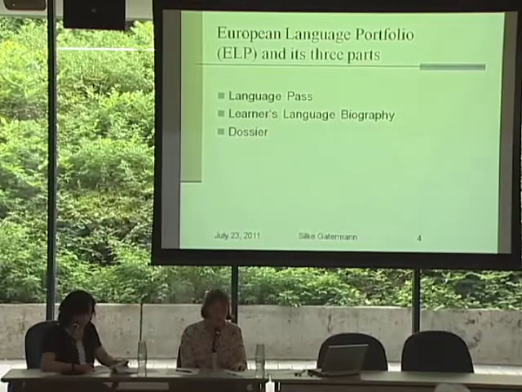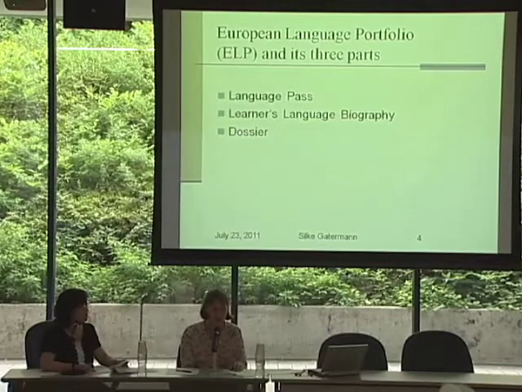The underlying idea is that the learner is an autonomous learner, can self-assess whatever he or she learns, and has a knowledge of language acquisition, so knows the steps and stages in language learning. This, as you can imagine, takes a very autonomous learner and a very language-aware learner.